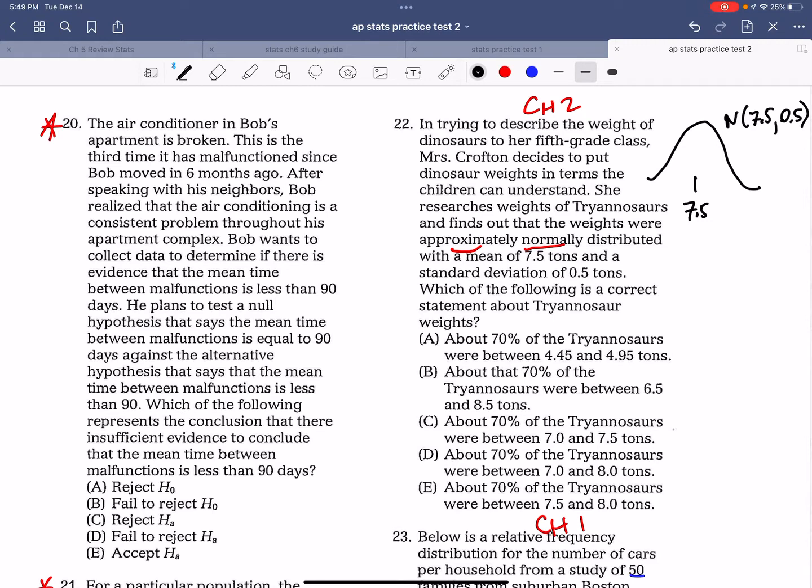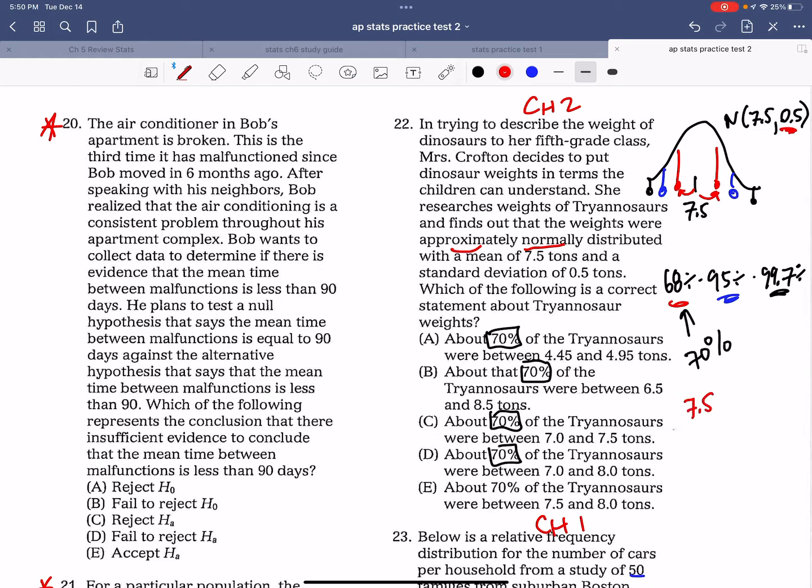Okay, so we know that this rule, the 68, 95, 99.7 rule, states that 68% are within one standard deviation, 95% are within 2 standard deviations, and almost all the data, 99.7%, are within 3 standard deviations. So they're talking about 70%. So they're just kind of rounding this number here. So we know that about 70% of our Tyrannosauruses are within 1 standard deviation, which is 0.5.